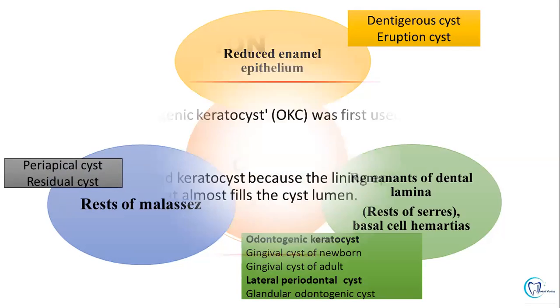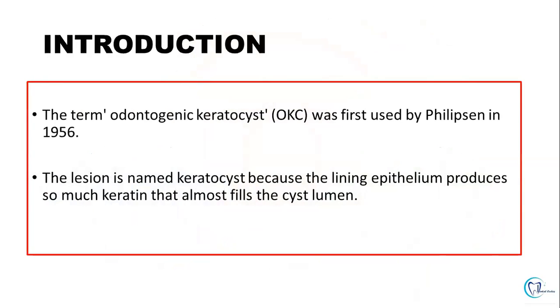and the cysts which originate from cell rest of Malassez are the periapical or the radicular cyst and residual cyst. Starting with the introduction of odontogenic keratocyst, this term was first used by Philipsen in 1956.